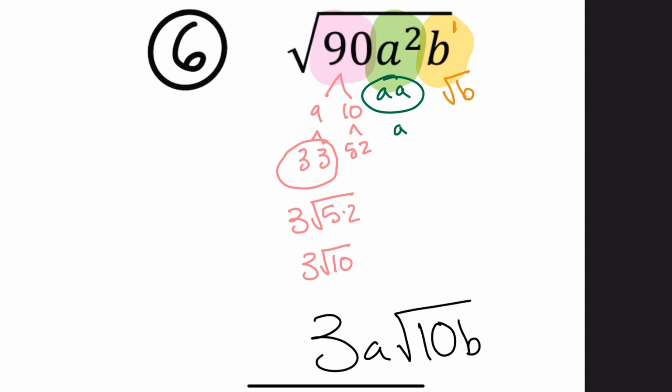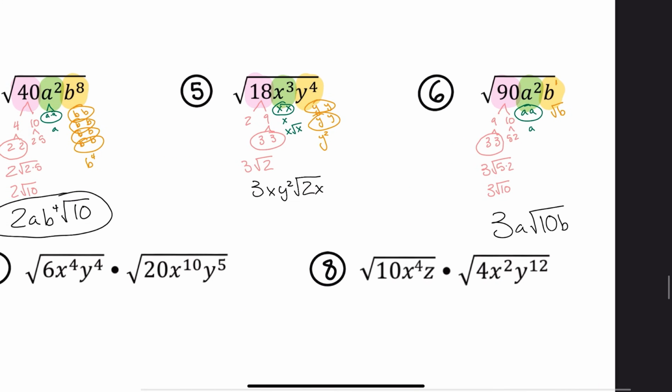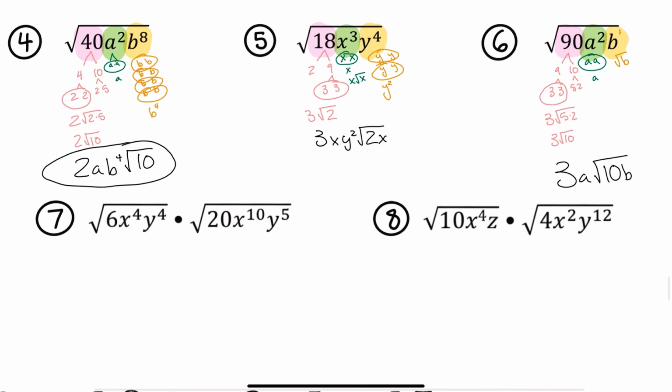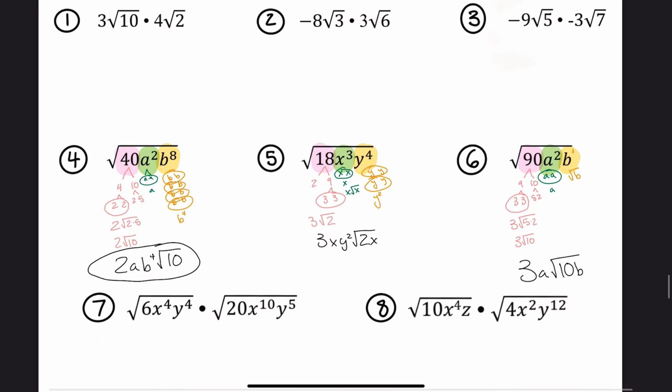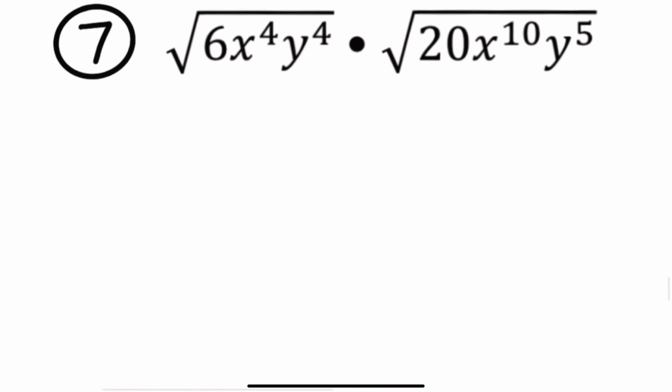Alrighty, cool. So, since we have those done, we can move on to 7 and 8. Now you could see that 7 and 8 look a little bit different. We have that multiplication sign on the inside of these. So these are going to be similar to 1, 2, and 3, where we had to put it together first and then simplify from there. So let's take a look at these. Let's do number 7 first.